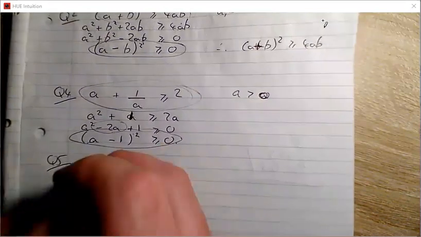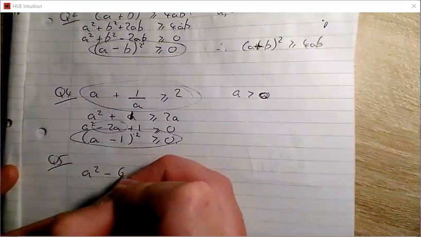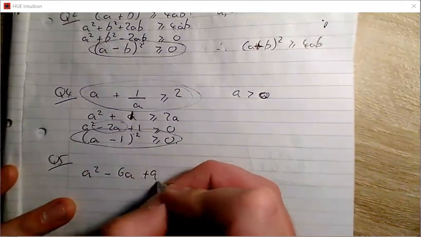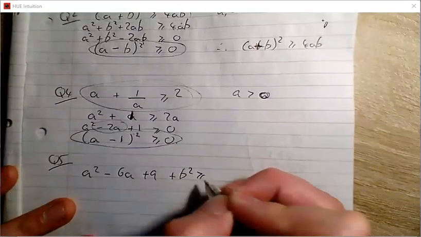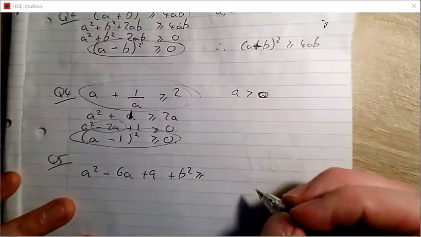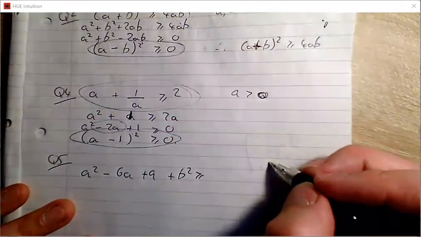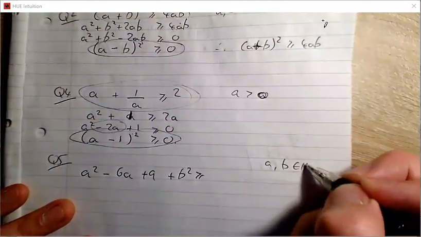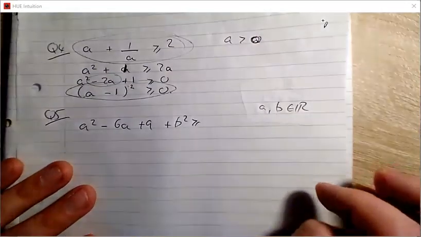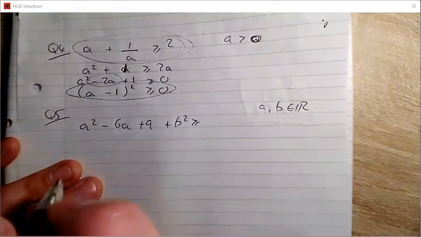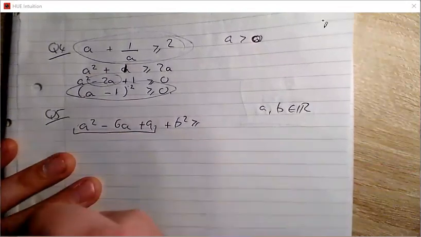Question 5, prove that a squared minus 6a plus 9 plus b squared is greater than 0 for all real values of a and b. All of these assume that all of the numbers we're working with are real, that we've no imaginary parts or complex numbers or anything like that. Well, what have we got here? We've got a completed square part there.